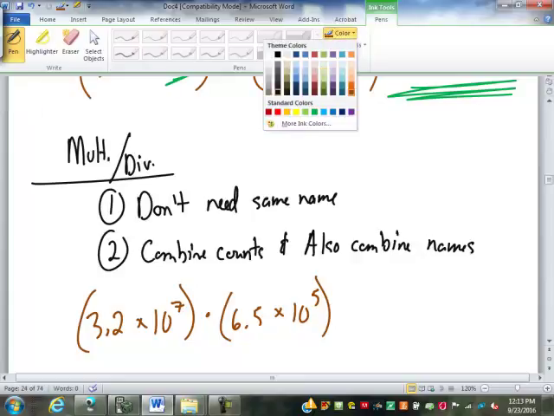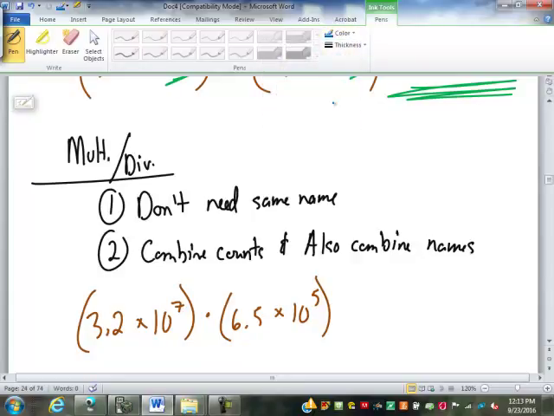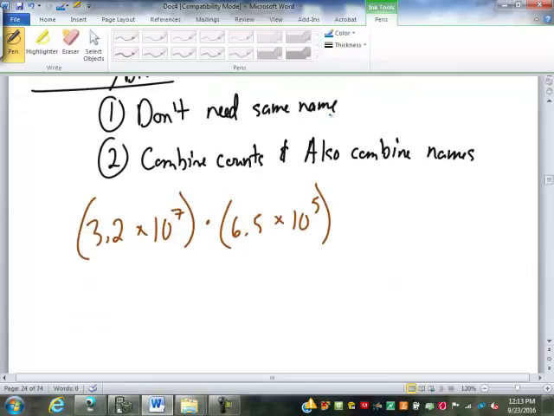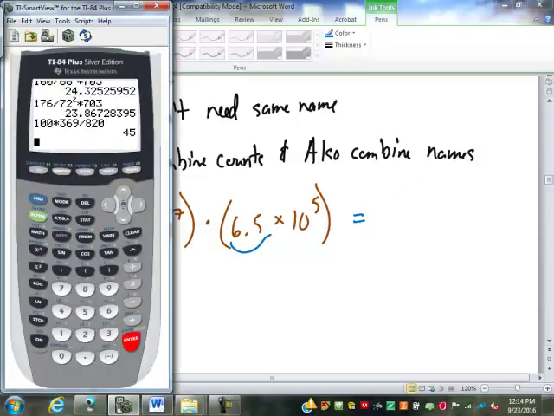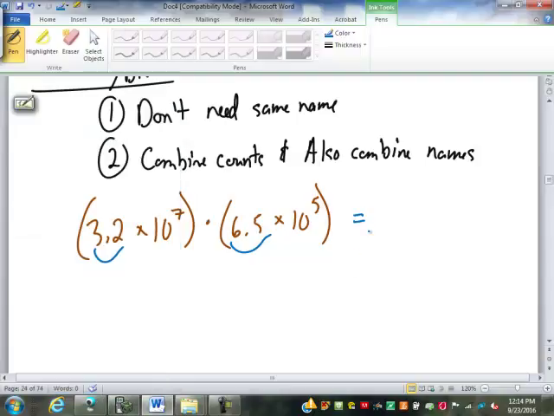Those don't have the same names, but it does not matter. When I multiply, I don't need the same name. So I do 3.2 times 6.5. I'm going to combine the counts, which is going to give me what? 20.8.